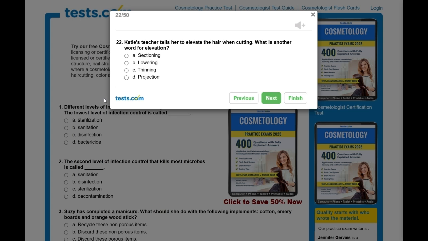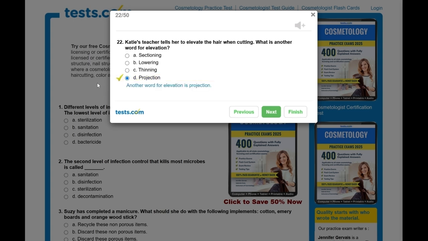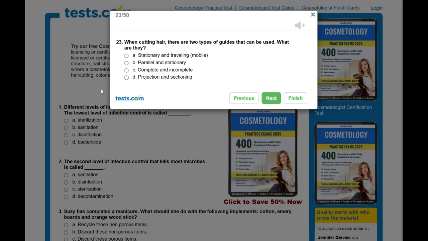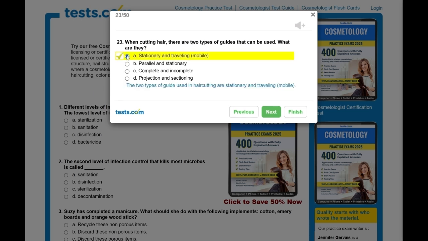Question 22. Katie's teacher tells her to elevate the hair when cutting. What is another word for elevation? A. Sectioning. B. Lowering. C. Thinning. D. Projection. D. Projection. Another word for elevation is projection. Question 23. When cutting hair, there are two types of guides that can be used. What are they? A. Stationary and traveling, mobile. B. Parallel and stationary. C. Complete and incomplete. D. Projection and sectioning. A. Stationary and traveling, mobile. The two types of guide used in haircutting are stationary and traveling, mobile.